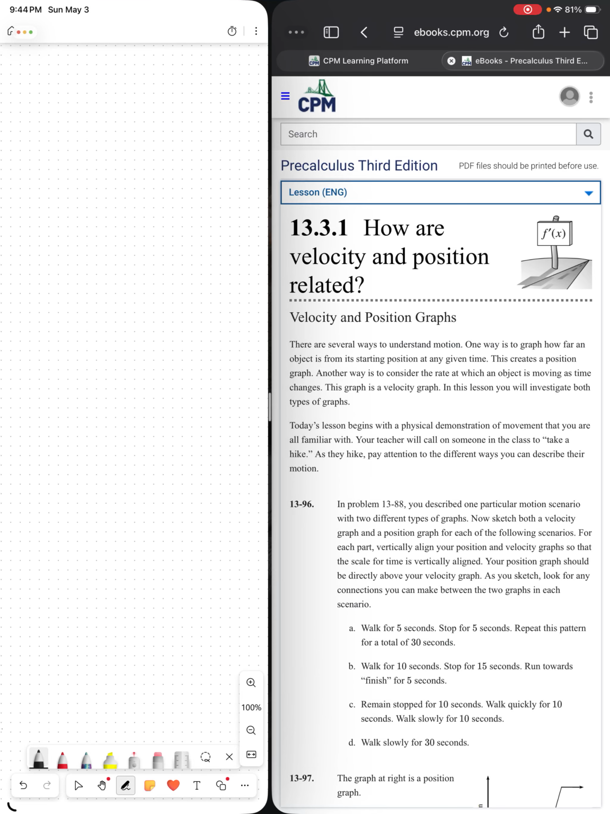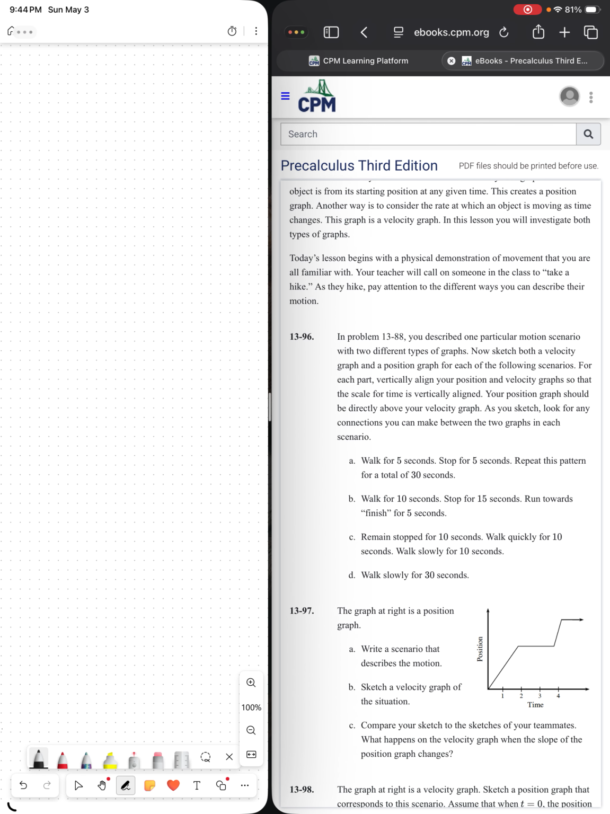Okay, this is lesson 13.3.1, how are velocity and position related? So there's several ways to understand motion. One way is to graph how far an object is. This creates a position graph. Another way is to consider the rate at which an object is moving. That would be a velocity graph. So we're going to investigate both types in today's lesson, and we'll see some similarities there.